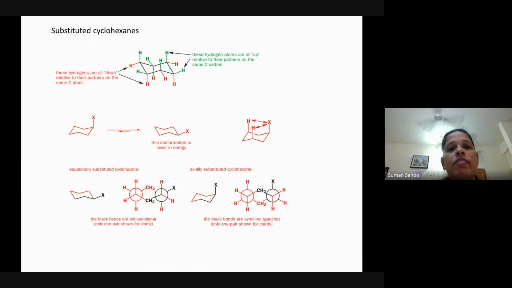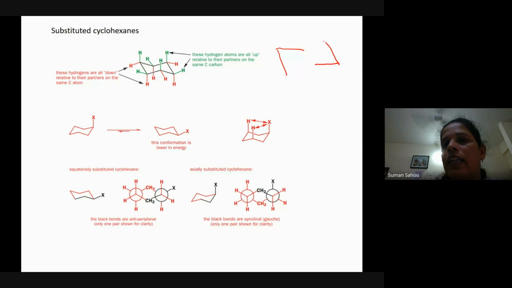In the case of cyclohexane, how you write it, you have to put these two parallel. This one and this one have to be parallel, and this one and this one have to be parallel.